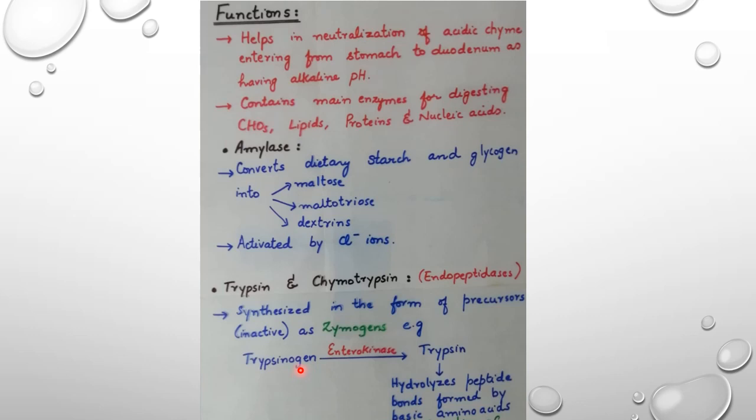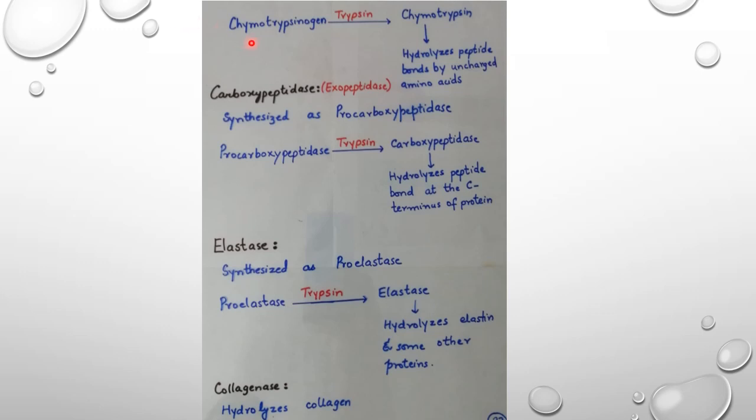So trypsinogen, which is the inactive precursor of trypsin, is converted into its active form, trypsin, with the help of the enterokinase enzyme. And then this trypsin becomes able to hydrolyze or break down peptide bonds formed by basic amino acids. Chymotrypsinogen is an inactive form of chymotrypsin, so it is converted into chymotrypsin with the help of trypsin, and it can hydrolyze peptide bonds which are formed by uncharged amino acids.